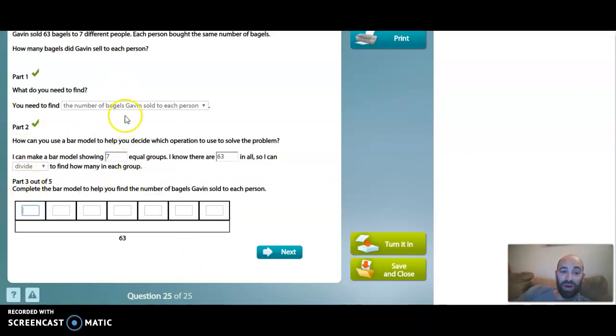So here is your bar model. Complete the bar model to help you find the number of bagels Gavin sold to each person. So we have 1, 2, 3, 4, 5, 6, 7 different boxes standing for 7 different people. Alright, so 63 divided into 7 groups would be how much per group? I'm going to stop there. I'm not going to give you all 5 steps. I'm not feeling that generous today.